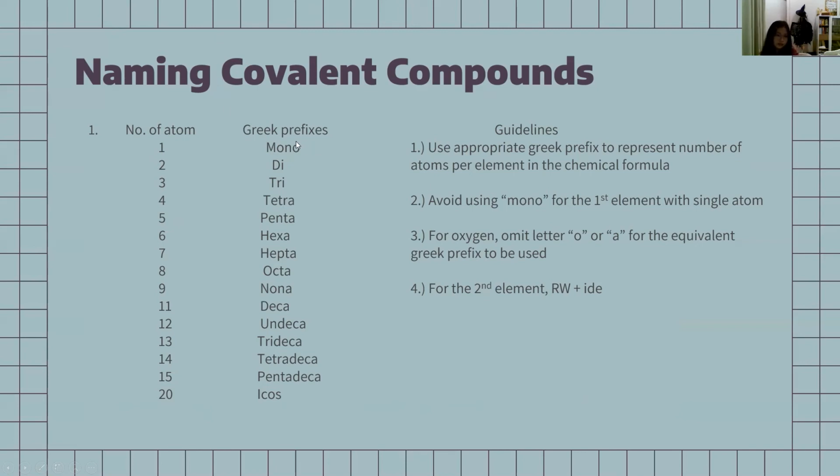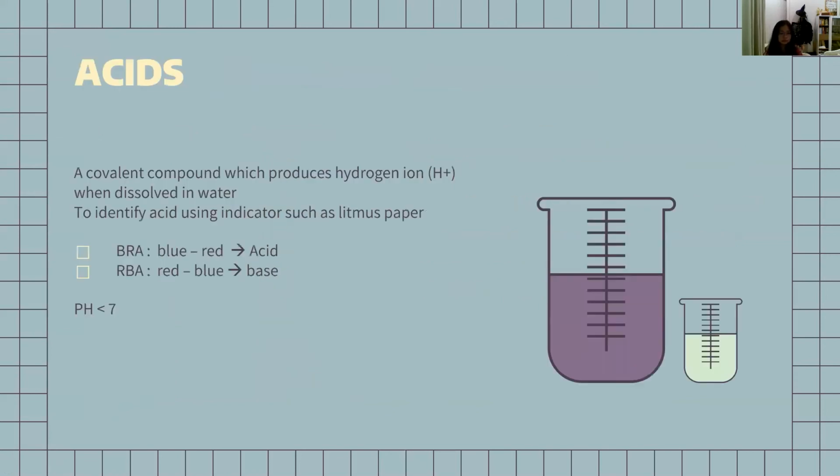And the guidelines for naming covalent compounds: for number 1, use appropriate Greek prefix to represent number of atoms per element in the chemical formula. 2, avoid using mono for the first element with a single atom. 3, for oxygen, omit the letter O or A for the equivalent Greek prefix to be used. And 4, for the second element, use root word plus IDE.